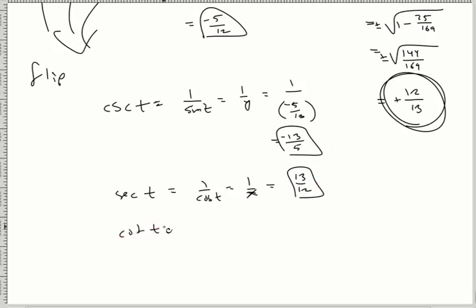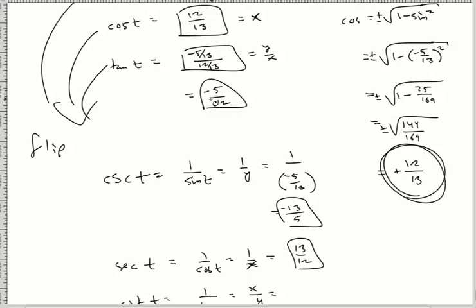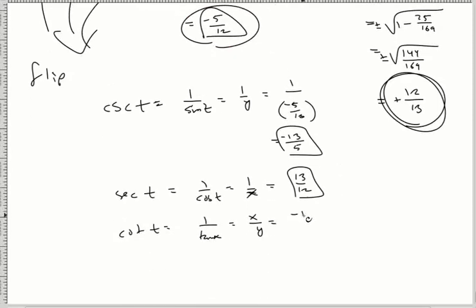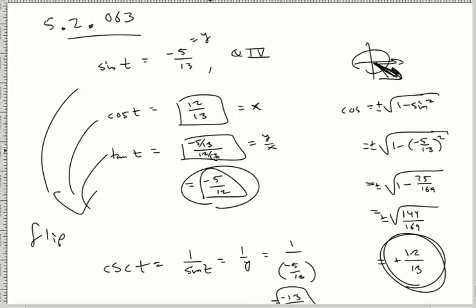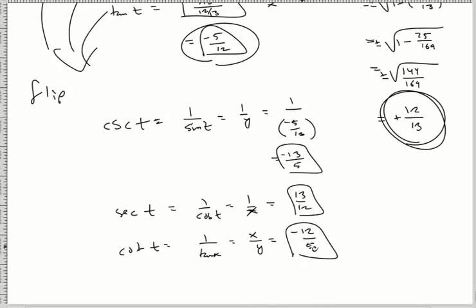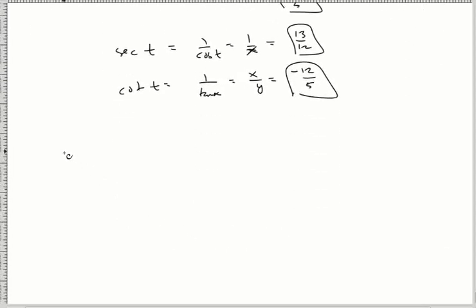Cotangent is 1 over tangent. I guess you can also say x over y if you really want to, but I'm not too concerned about that. We're just going to take our answer for tangent and flip it upside down, so negative 12 over 5. Notice that they retain the same signs. Okay, so negative, positive, negative, negative, positive, negative.